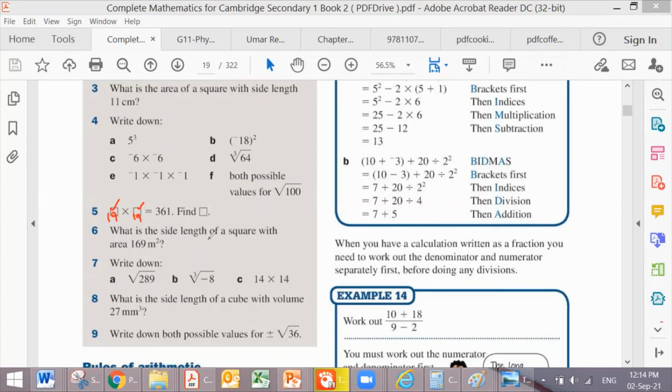And question number 6 is, what is the side length of a square with area 169 meter square? Okay, yes, Ahmed Ashraf, now you are correct. So if the area is given to you and you want to find the side length, you will take the square root of this value, not the cube root. Cube root is taken when the volume is given to you and you have to find the side length. Okay, so keep it in mind. So you will take its square root and you know it is 13 and the unit will be meters.